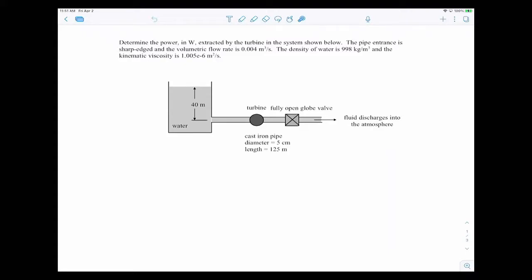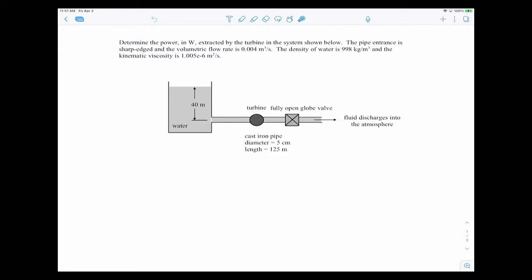So we're told we want to find the power extracted by the turbine in the system shown below. Pipe entrance is sharp edged, so that just means right here. This is a sharp corner. And the volumetric flow rate is given. Density of water and the kinematic viscosity of water is given as well. So we want to determine the power extracted from this turbine.